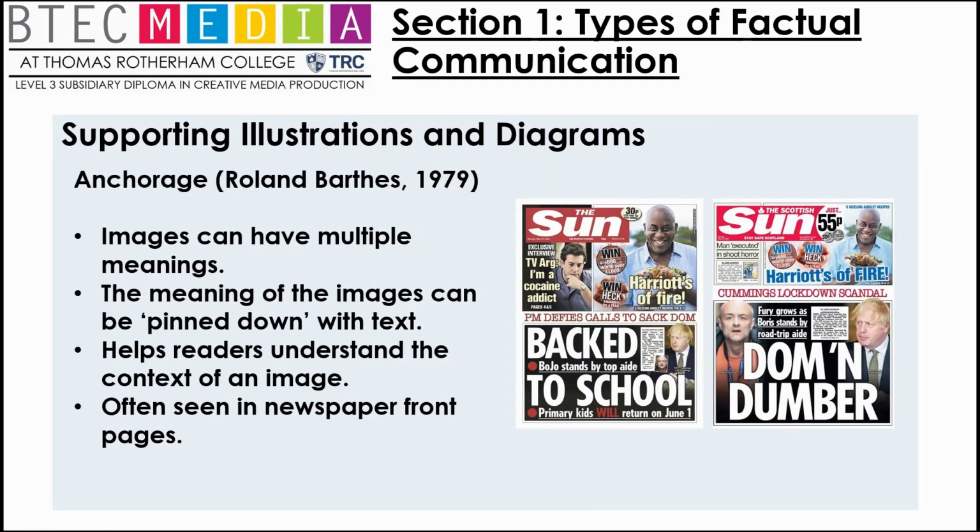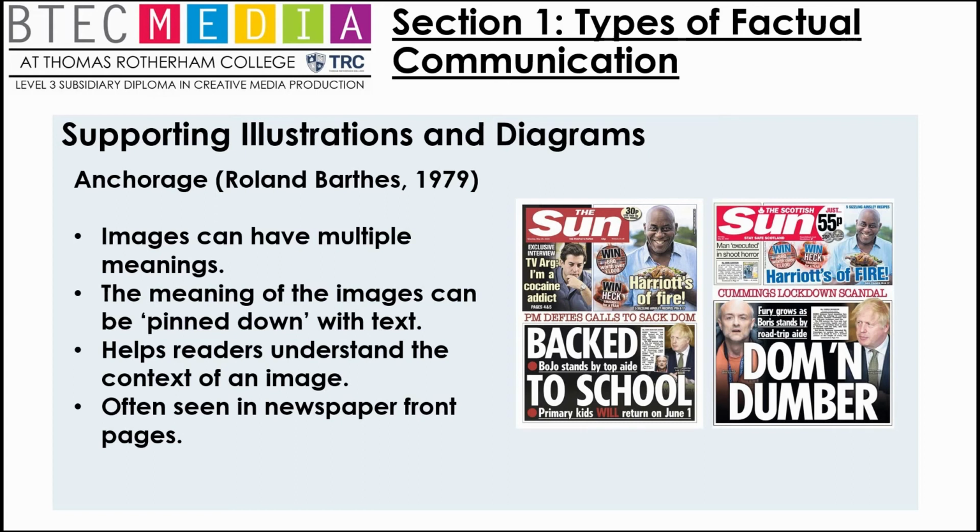We also need to look at anchorage. Now, we did do a little bit on this last year, and what we looked at was very straightforward. Anchorage is a theory from 1979 by a guy called Roland Barthes, and it is basically the idea that images can have multiple meanings depending on how you interpret them. One person could look at an image and take one thing away from it, whereas another person can take another thing away from it. Anchorage is the idea that you use techniques, mainly text, to help pin down a certain meaning.